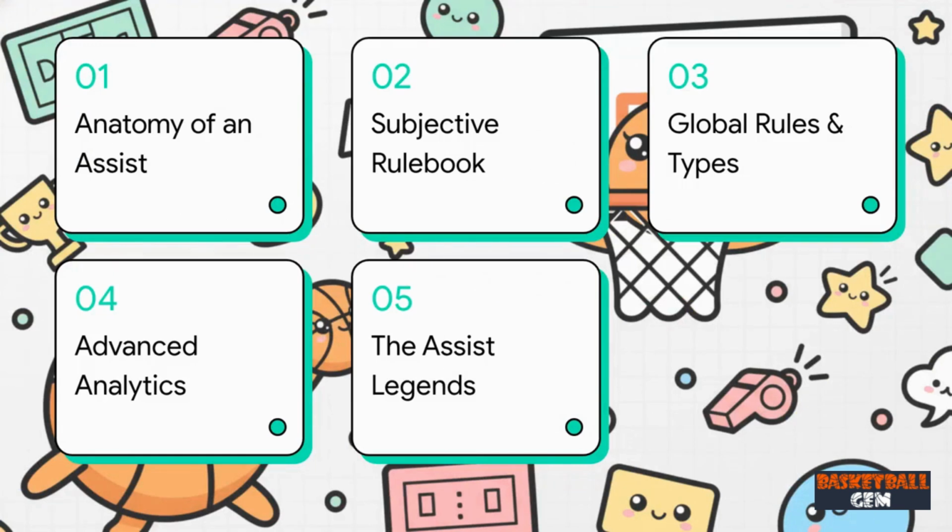Here's our game plan for today. 1. The anatomy of an assist. 2. The subjective rulebook. 3. Global rules and types. 4. Advanced playmaking analytics. And finally, 5. The assist legends. Let's jump in.